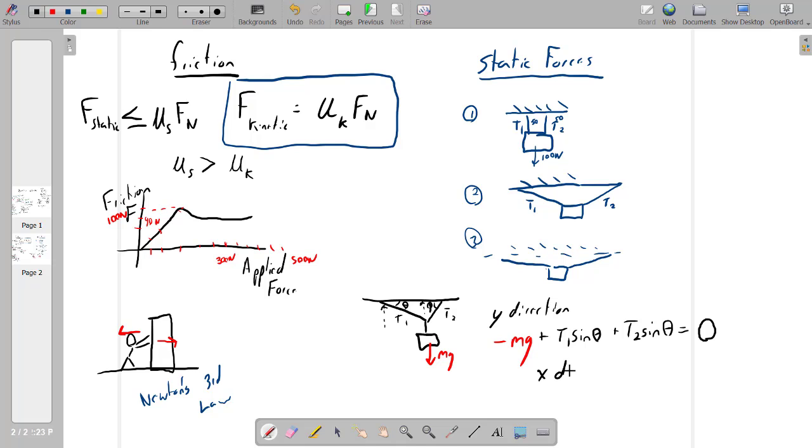In the x direction, we have to break this up into components again. Now I'm dealing with x components. Since this one's going to the left, I would have negative T1 cosine of theta plus T2 cosine. Oh, whoops, I forgot, this T2 here is a phi, just a different angle, because these things are different angles. So this would be cosine of phi.